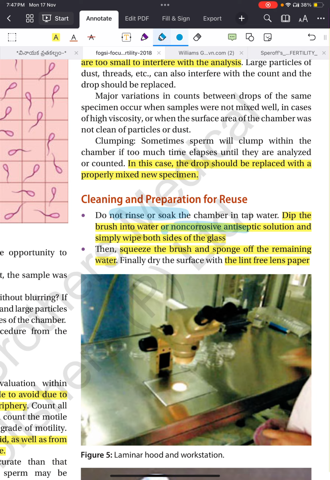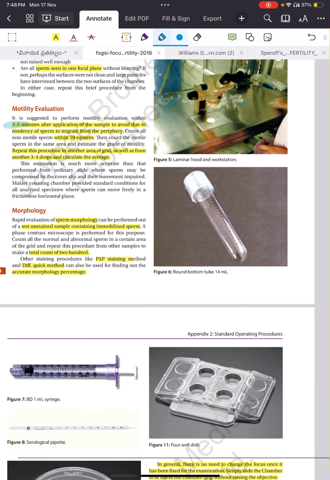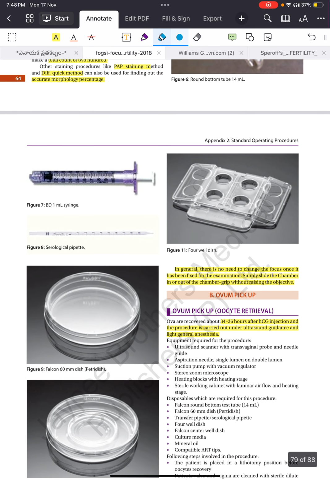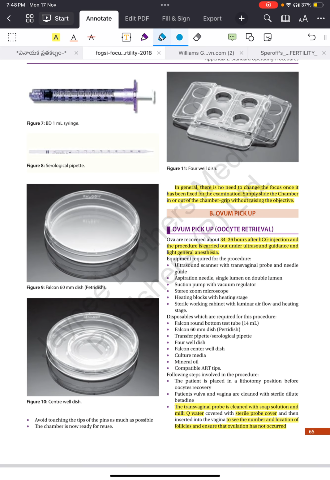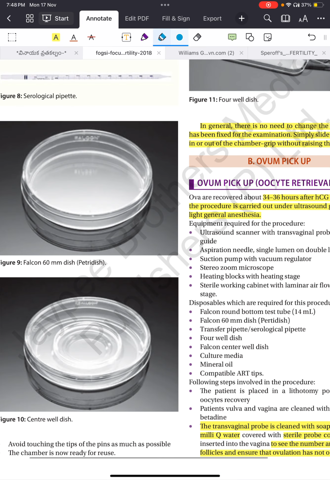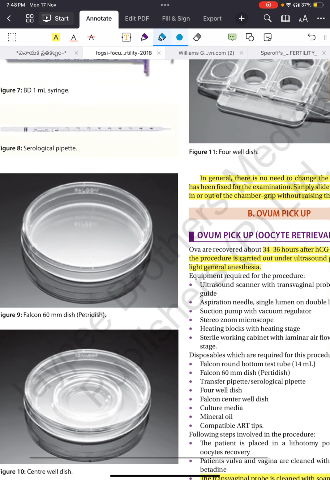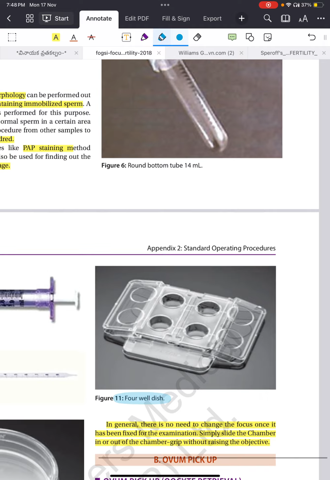So this is the laminar hood and workstation. If you see, these are laminar hoods. Once the sample is there, we'll keep it in this hood, in petri dishes. And you have a round bottom tube of 14 ml with gradation. These are pipettes. And I told one of the equipment is the Falcon 60 petri dish, the central well dish and the 4-well dish of Nunc, which I told initially. These are also used.